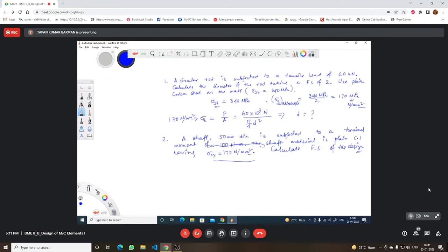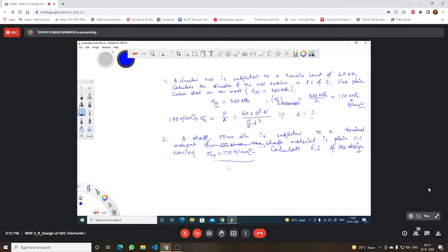No, that is not basically the allowable stress. That is basically the developed stress. The load is applied to the member, to the component. In the component, stresses are developed. Those stresses are called developed stresses. So here we need to calculate the developed stresses.